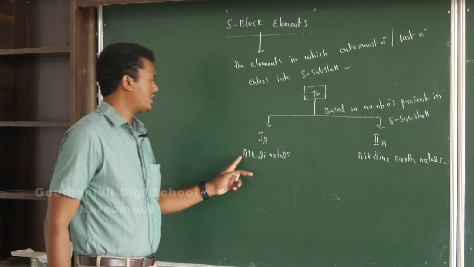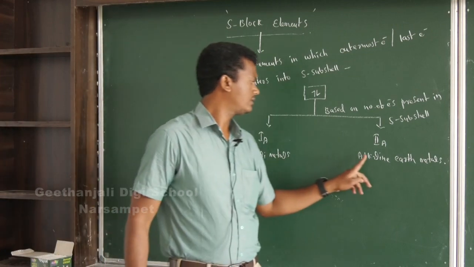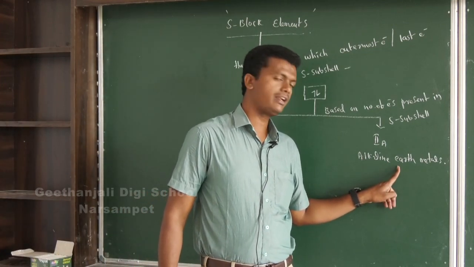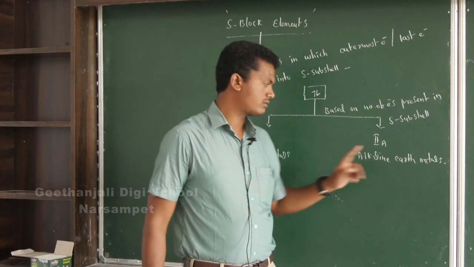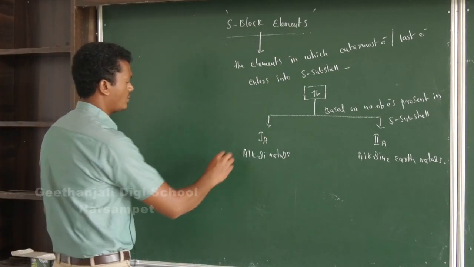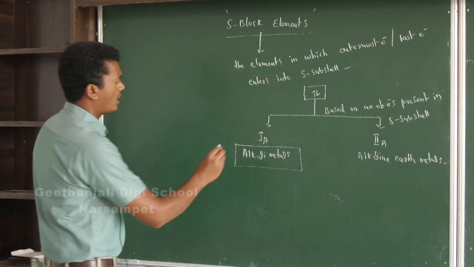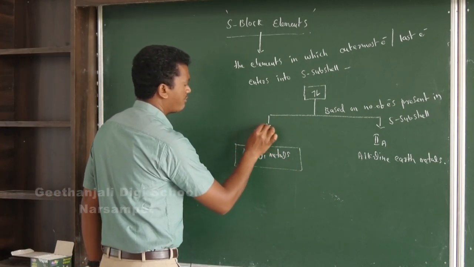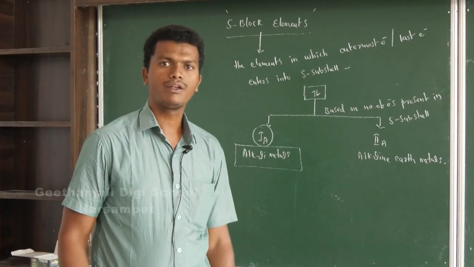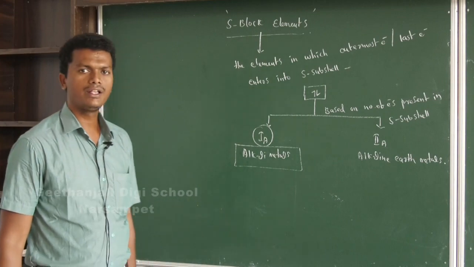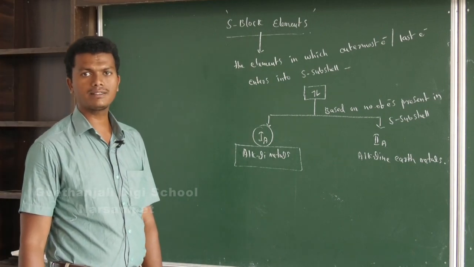Why are we calling these elements alkali metals? Why are we calling the 2A group elements alkaline earth metals? That is the question. So let me have some discussion with you. What do alkali metals mean? The oxides of 1A group elements, when they come in contact with water, vigorously form hydroxides, which are strong bases in nature.